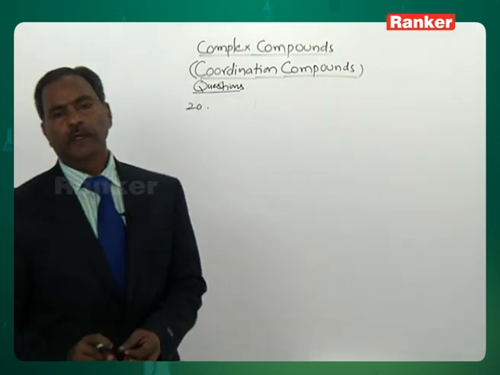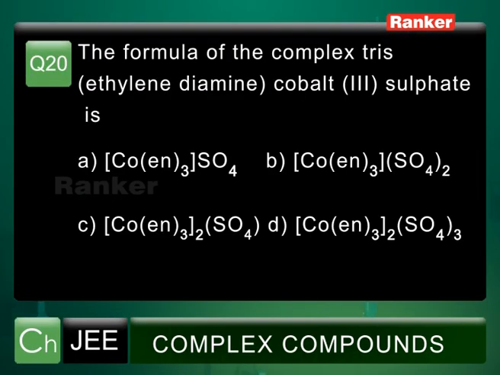Question number 20. The formula of the complex triethylene cobalt 3 sulfate is, option A is given as Co(en)3 SO4. Option B, Co(en)3 (SO4)2. Option C, Co(en)3 taken twice, SO4. Option D, Co(en)3 taken twice, (SO4)3. These are the options given.